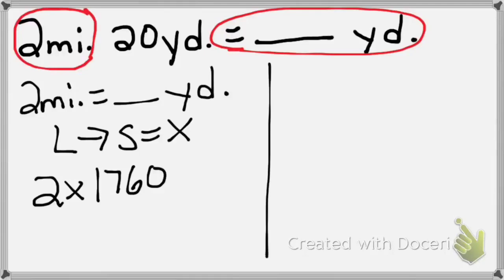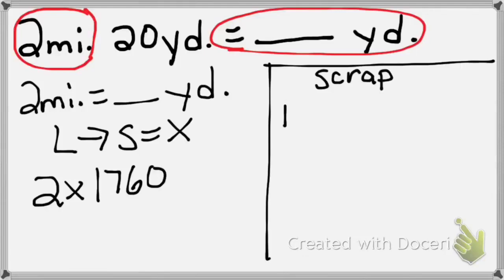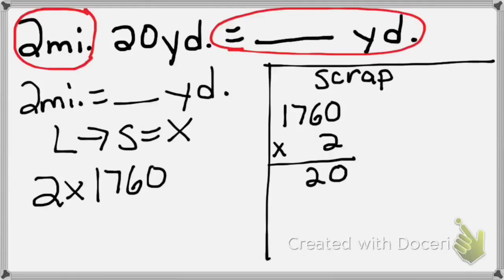So now we know that we have to do some scrap paper to figure out what that answer is. You know me, I like the lazy man way. It's faster to solve with most digits at top. So I'm going to say 1,760 times 2. 2 times 0 is 0. 2 times 6 is 12. Put down the 2, carry the 1. 2 times 7 is 14, plus 1 is 15. Put down the 5, carry the 1. 2 times 1 is 2, plus 1 is 3.